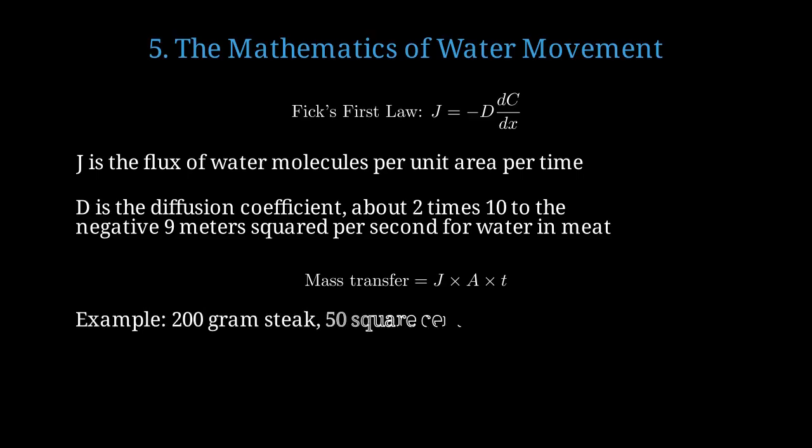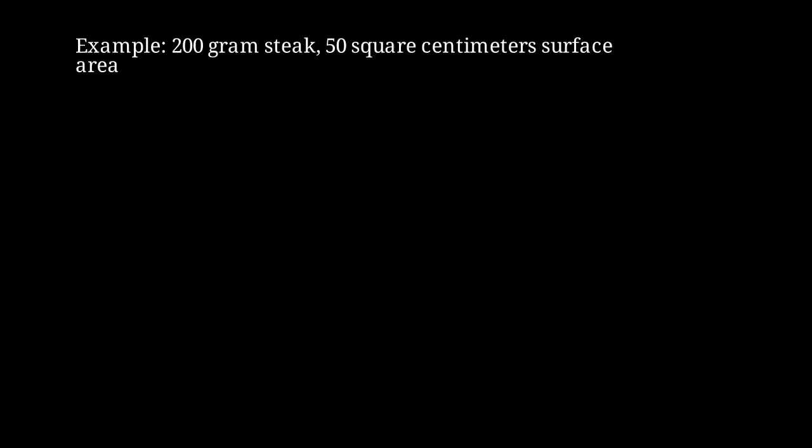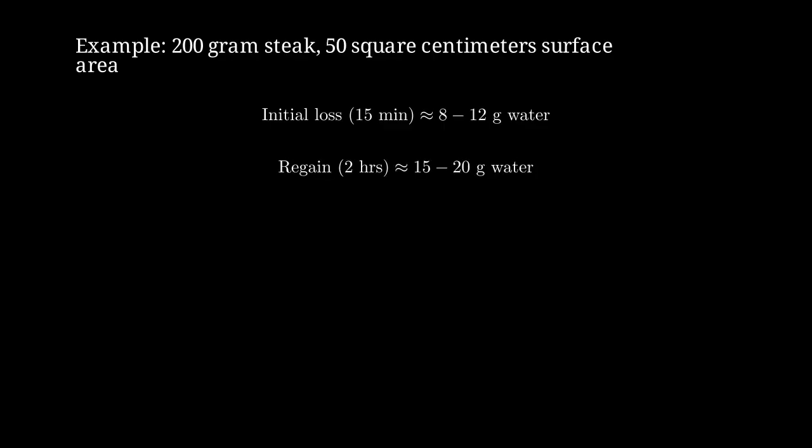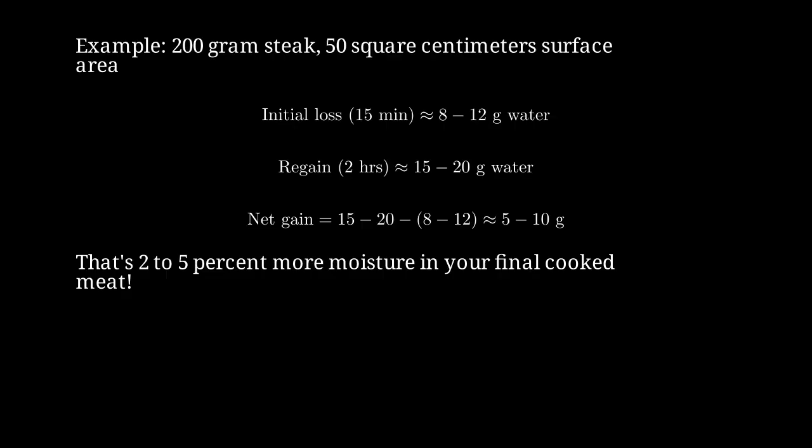Let's take a real example, a 200-gram steak with about 50 square centimeters of surface area. In the first 15 minutes, you'll lose roughly 8 to 12 grams of water through osmosis. But after 2 hours, the meat reabsorbs 15 to 20 grams of water through protein denaturation. The net gain is 15 to 20 minus the initial 8 to 12, giving you 5 to 10 grams of extra water retained. That translates to 2 to 5% more moisture in your final cooked product, which is huge for texture and juiciness.